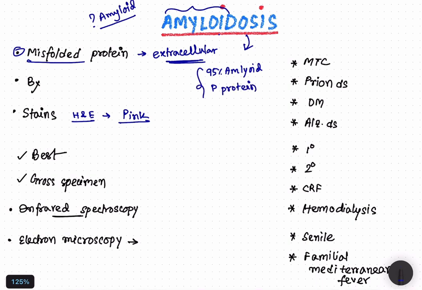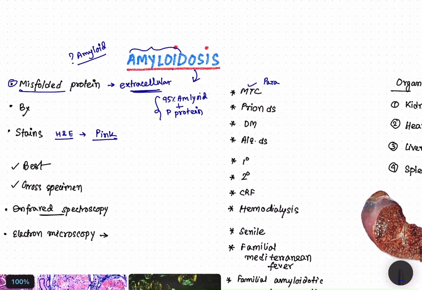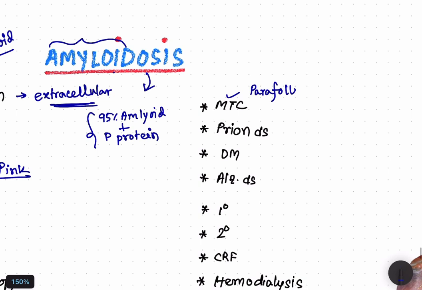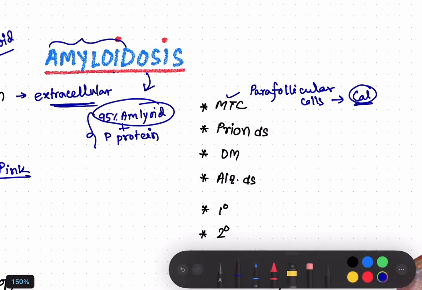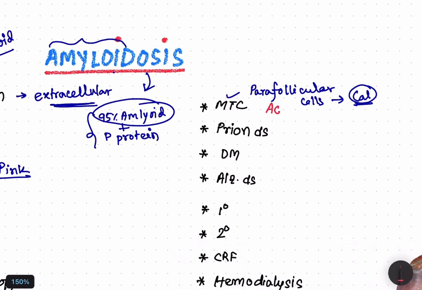It is getting deposited with a specific P protein in a particular disease, like in case of medullary thyroid carcinoma. As I know, it is arising from the parafollicular C cells, and these parafollicular C cells produce calcitonin. When this calcitonin is mutant, this amyloid protein is going to bind with the calcitonin and produce ACal, that is very important. That is the amyloid in case of medullary thyroid carcinoma.